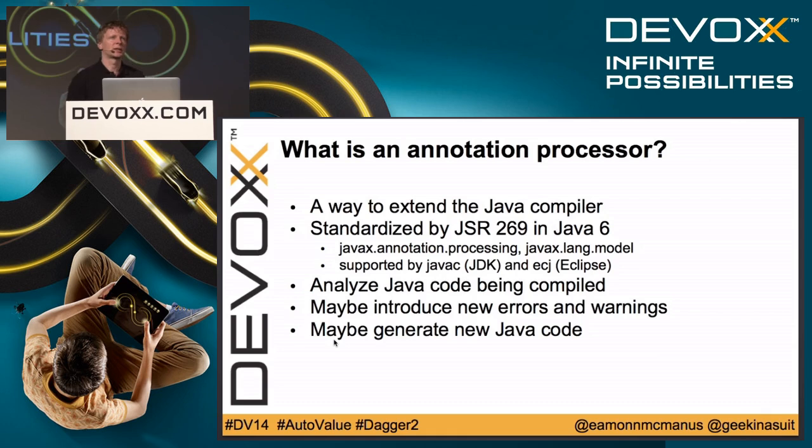But it's really only beginning to take off in the last couple of years, I would say, with improved tooling and a number of annotation processors that are kind of showing the way. So it is a standard. It's supported by the two major Java compilers, javac and ECJ, which is the compiler that Eclipse uses. And so an annotation processor is something that you put in the compiler. It can see the code that's being compiled. It can potentially introduce new errors or warnings, because it's doing additional analysis beyond what the compiler will be doing. And it can also generate new Java code, which itself will be compiled, and that's what we'll be seeing in detail.